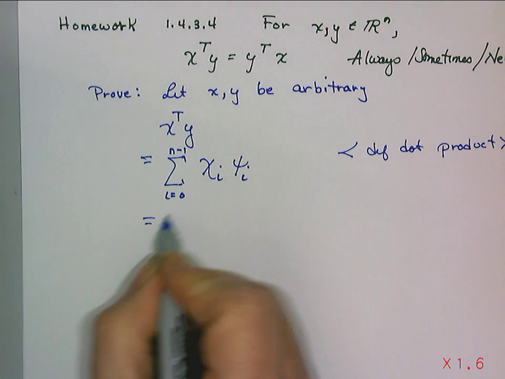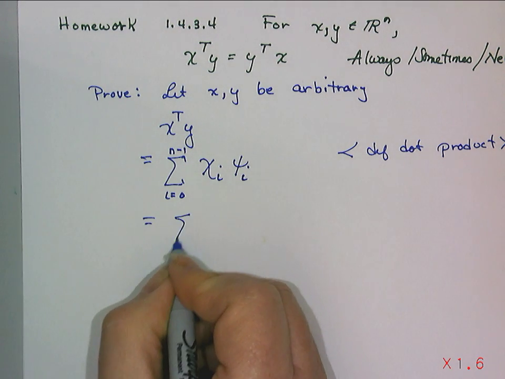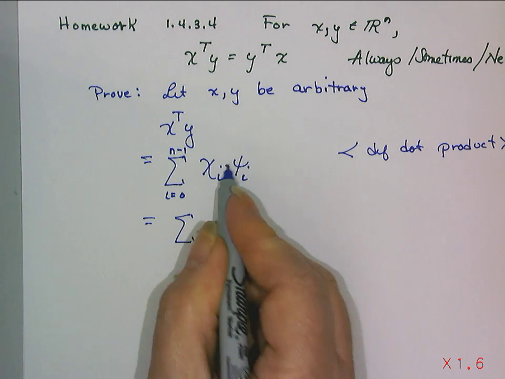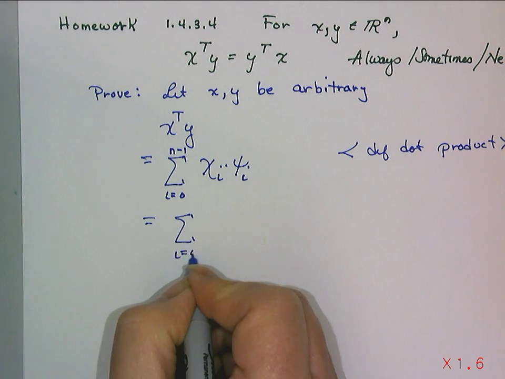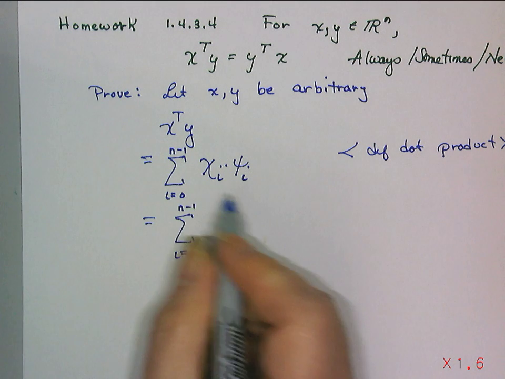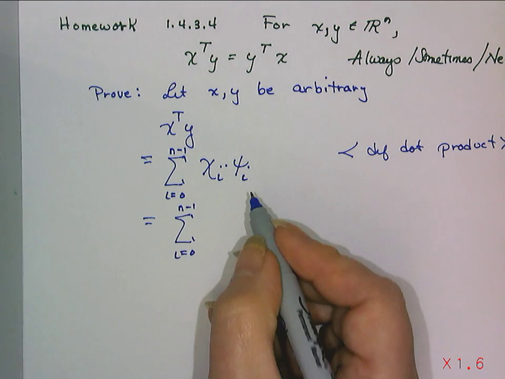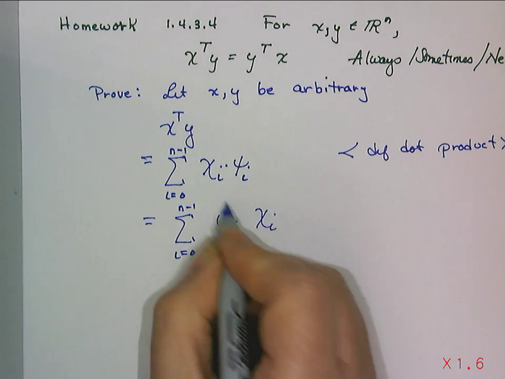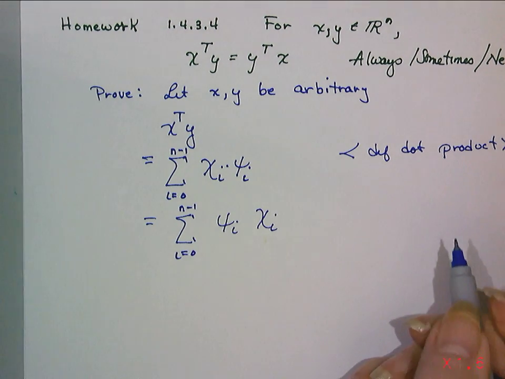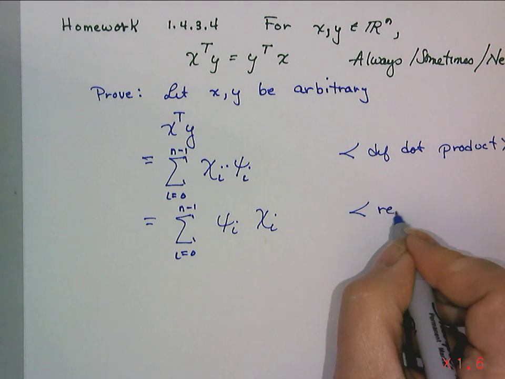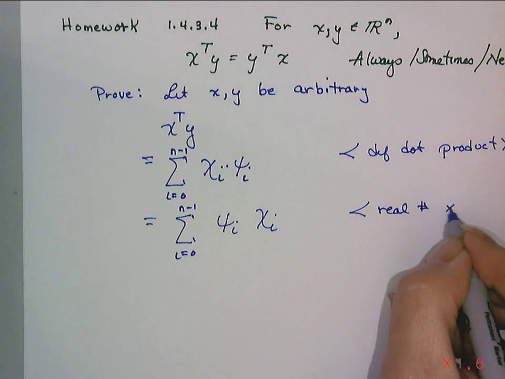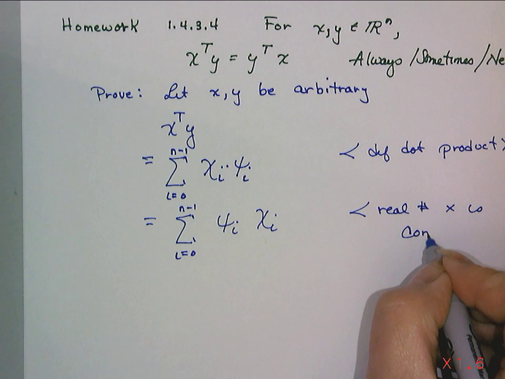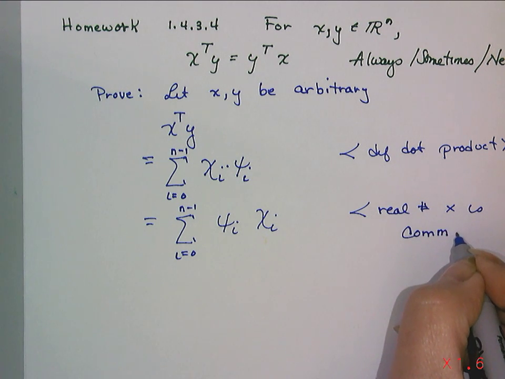But I mentioned these are just real numbers, and real number multiplication is commutative. So this is the sum from 0 to n minus 1 of psi i times chi i. We can switch the order in which we multiply each component. And that's just because real number multiplication is commutative.